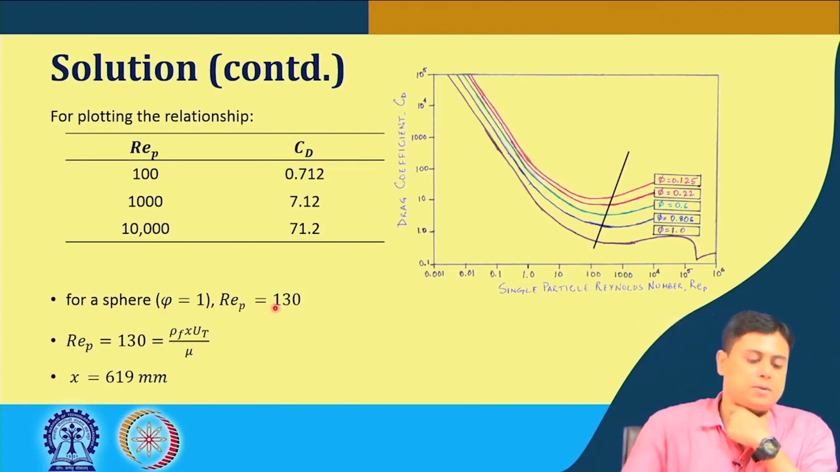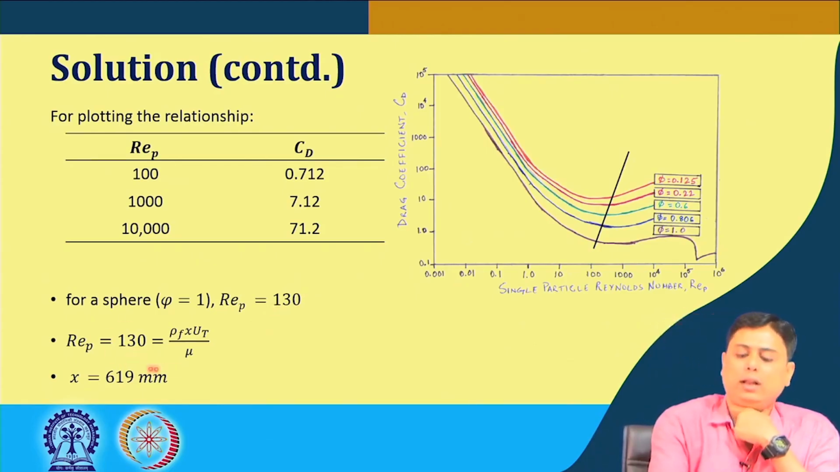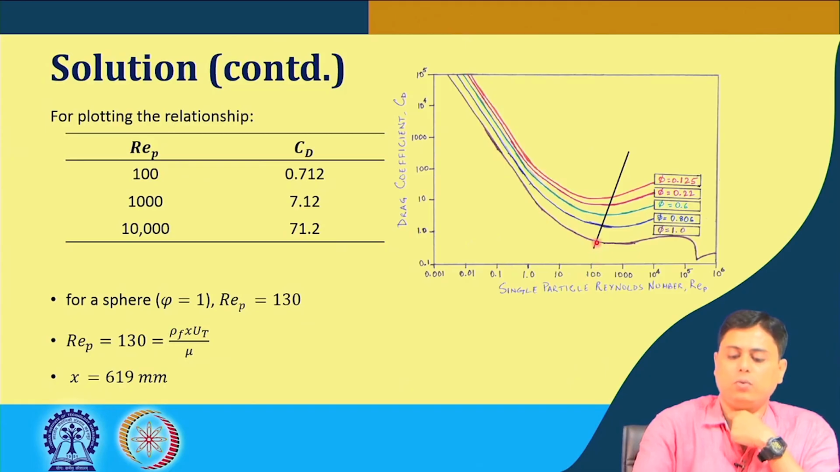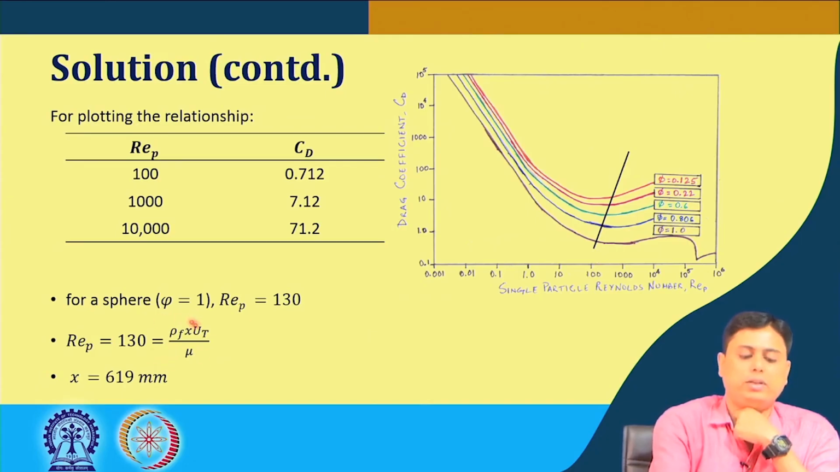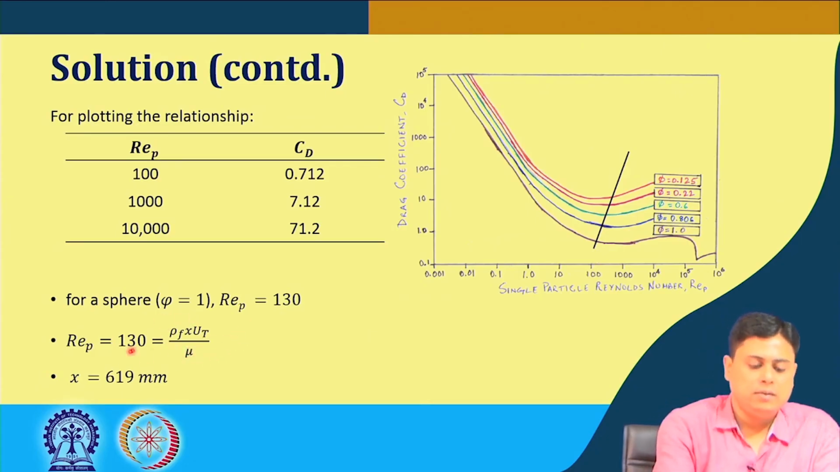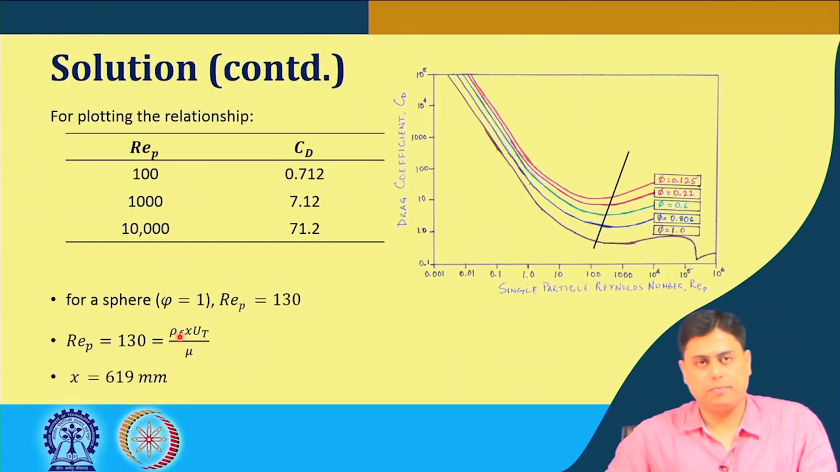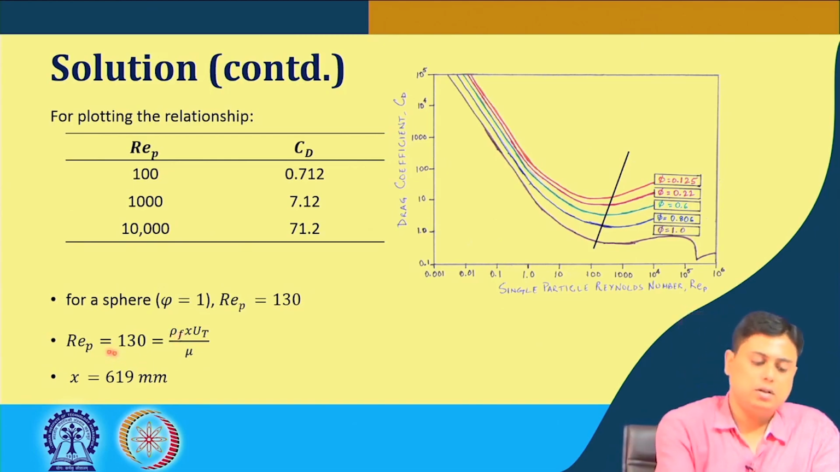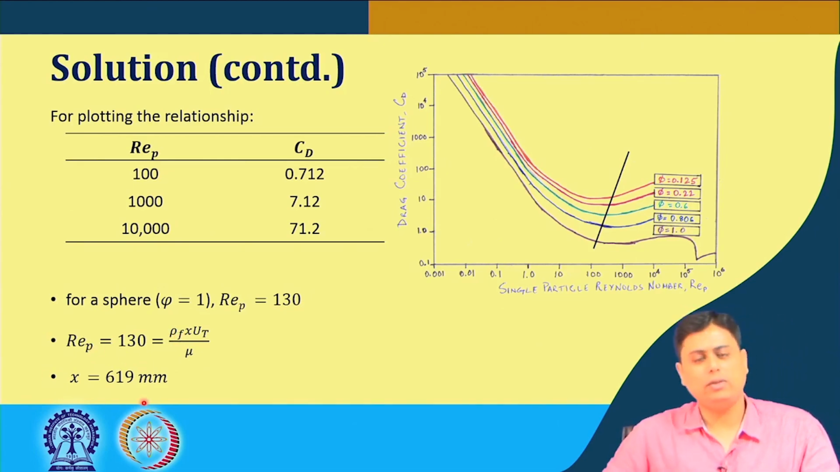If we take the value close to 130 and equate that with the expression of the particle Reynolds number, we see that all the parameters are known except the diameter. This gives the value of x, that is 619 millimeter.